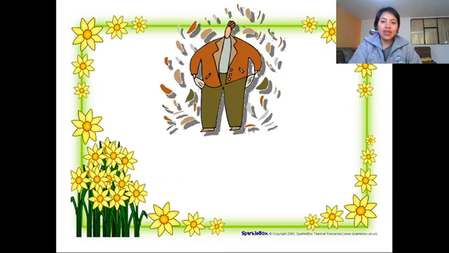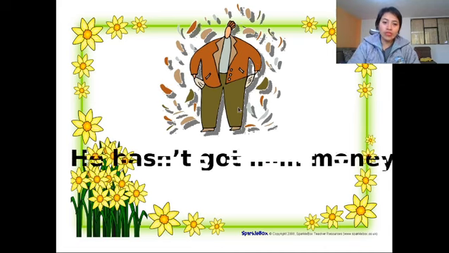Okay, next. Can you see this man? And their pockets are empty, right? Sus bolsillos están vacíos, right? This man. Of course. Now, he hasn't, negative, got money. What are we going to use? Some or any? Excellent, my students. We are going to use any for negative statements, right?